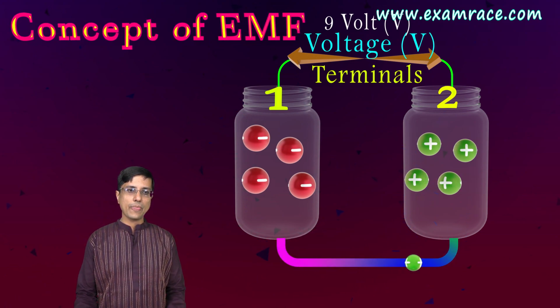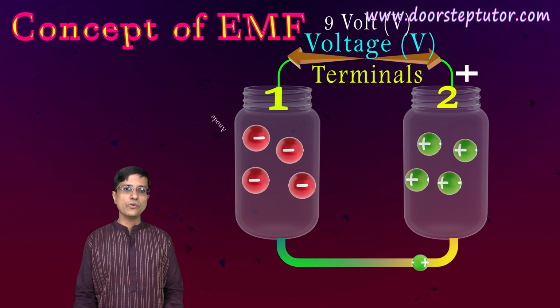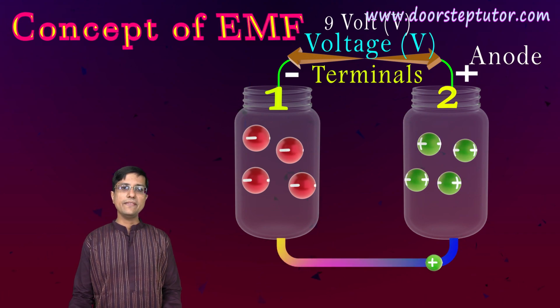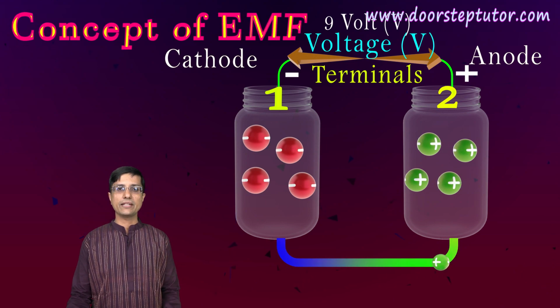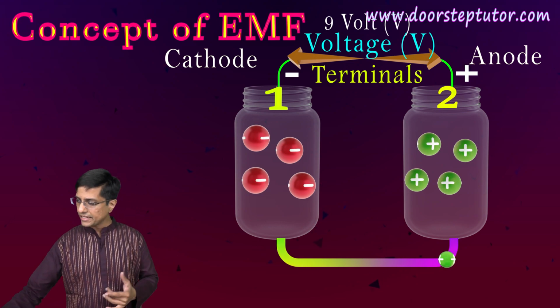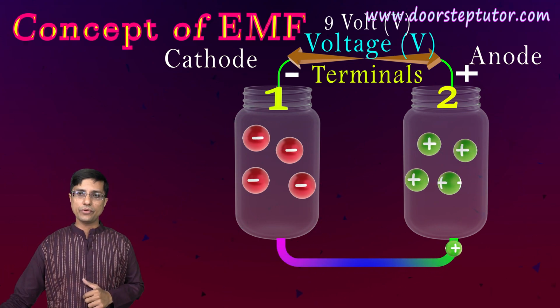This terminal which is positively charged, the positive terminal, is known as the anode of the battery, and the negative terminal is known as the cathode of the battery. When I connect the anode and the cathode, I can get electric current, and the current flows from anode to cathode.